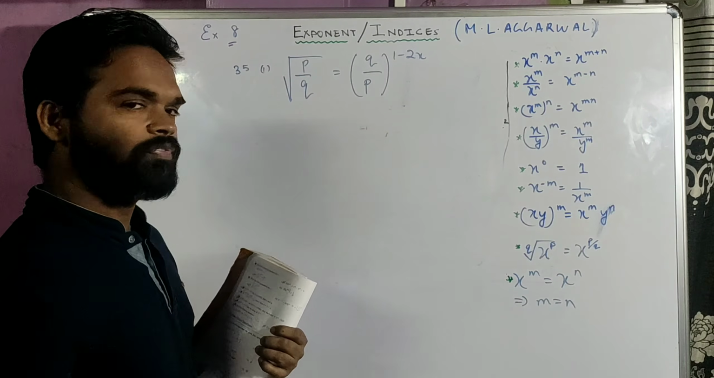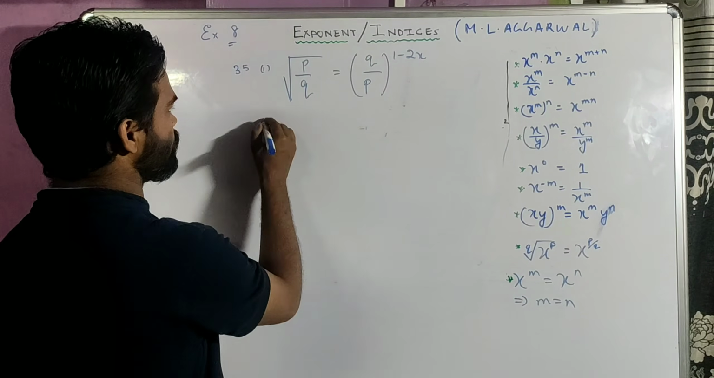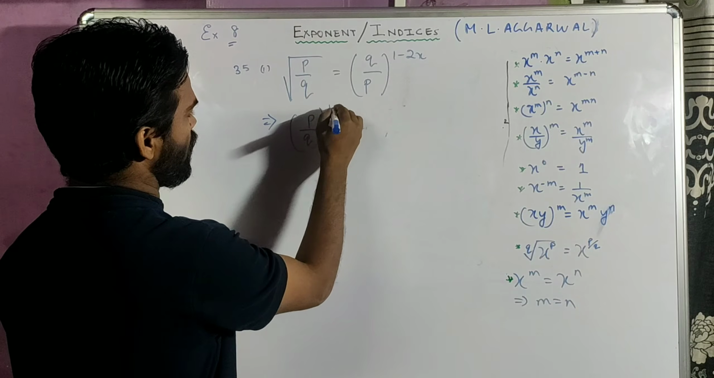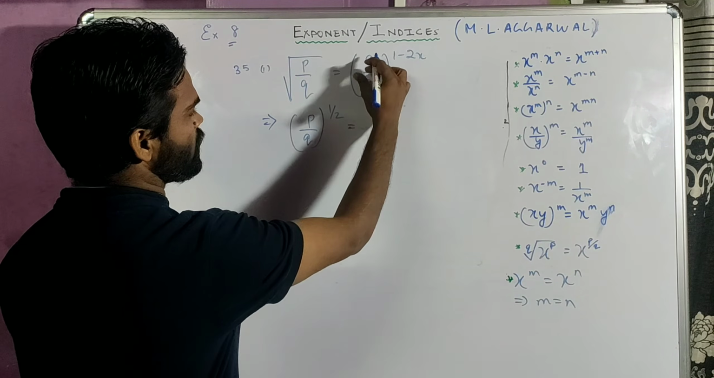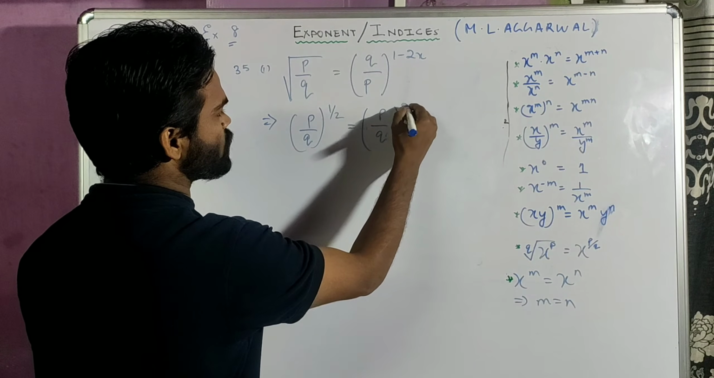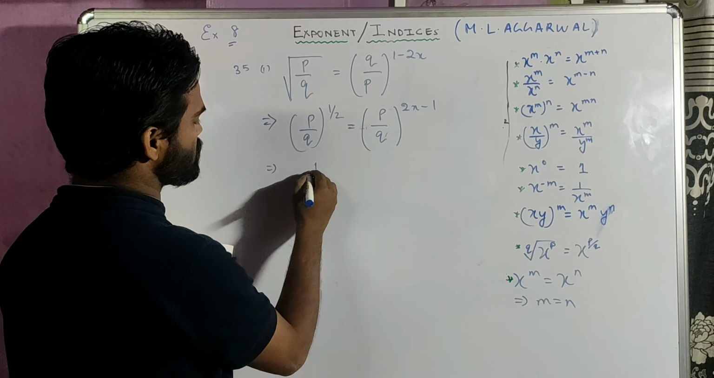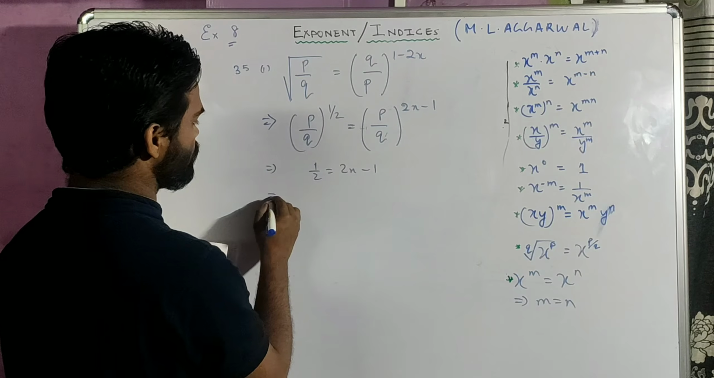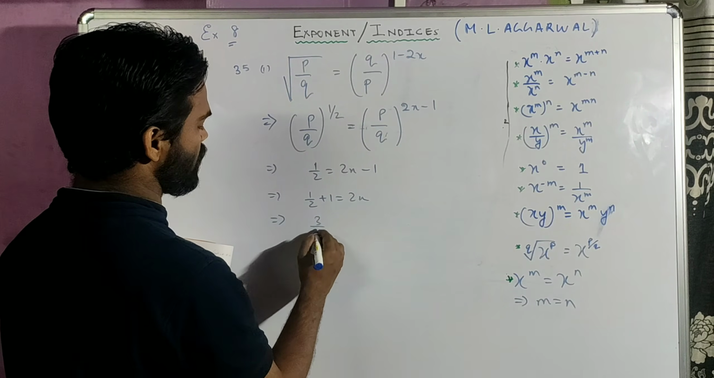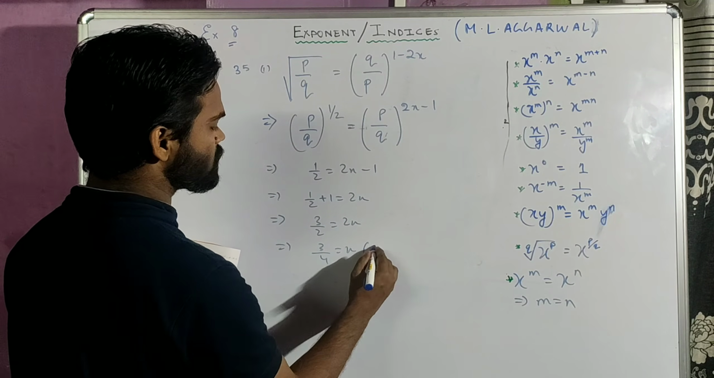Now look at sum number 35 part 1. Again, solve for x. We will use the same logic, that if the base is the same, the powers are equal. Now this we can write p by q to the power half, and this, if we write the multiplicative inverse, we know the sign changes, so this becomes 2x minus 1. Now if the base is the same, so we can equate the powers, that is half equals 2x minus 1, or half plus 1 equals 2x. This is 3 by 2 equals 2x, which means 3 by 4 equals x. And that's my answer.